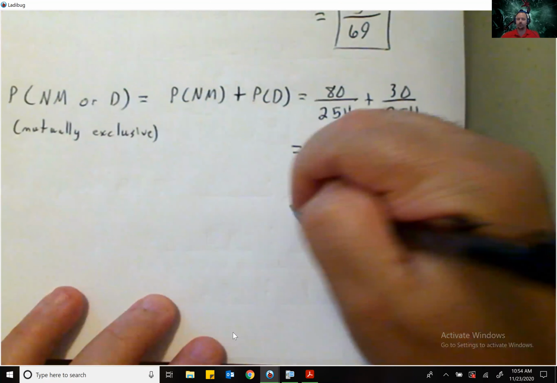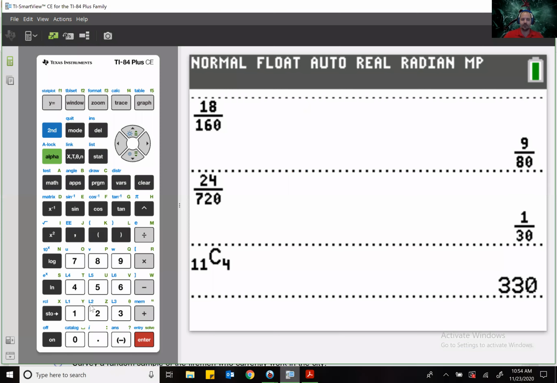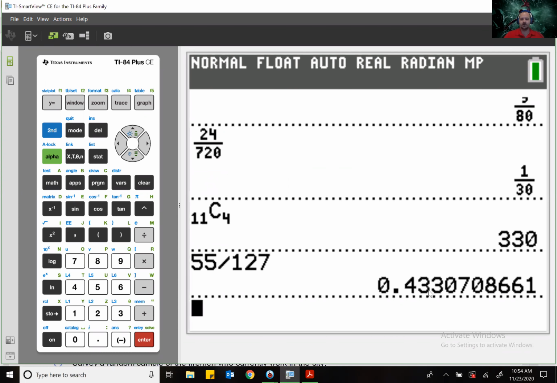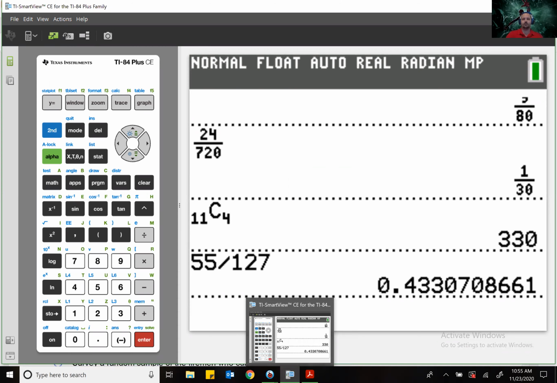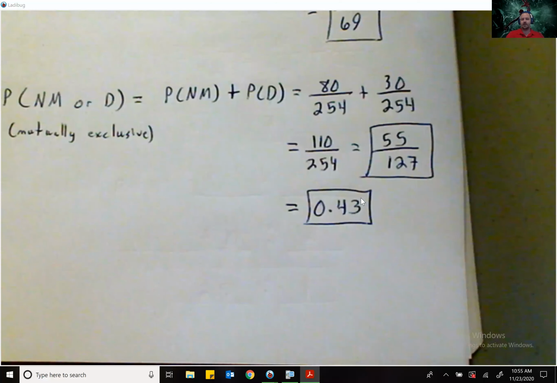And then the second answer says round to 2 decimal places. Let me make sure on that. 2 decimal places. So you just go to your calculator, 55 divided by 127. 2 decimal places. So it's right here. So this 3 says, hey, 3, stay the way you are. So 0.43. There are your 2 answers. So 0.43 goes in the second blank, 55 over 127 in the first blank. And that right there wraps up probability.